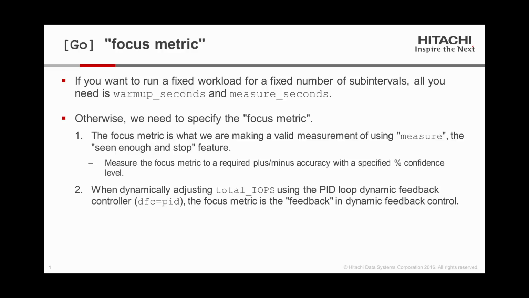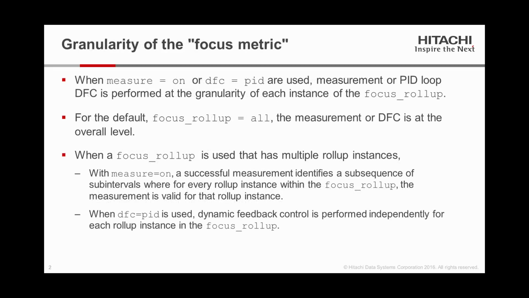Also, when we're adjusting the total IOPS using the PID loop dynamic feedback control, DFC equals PID functionality, the focus metric is the feedback in the dynamic feedback control loop. What we specify is the focus rollup. The focus metric is evaluated at the granularity of the focus rollup.